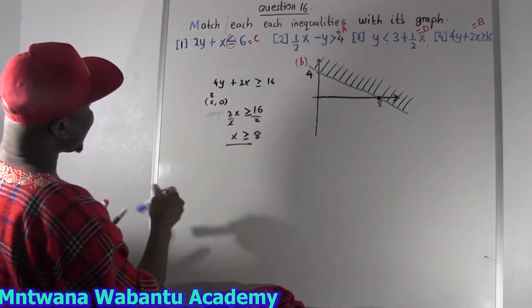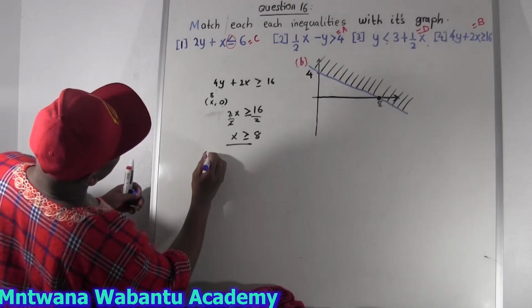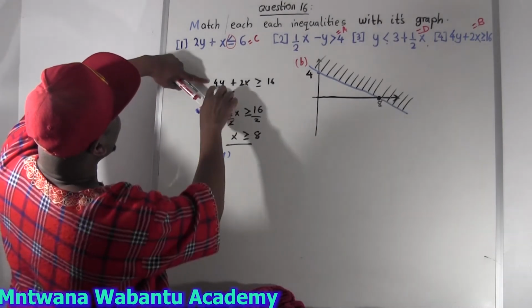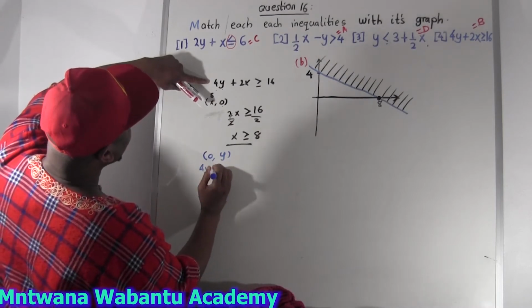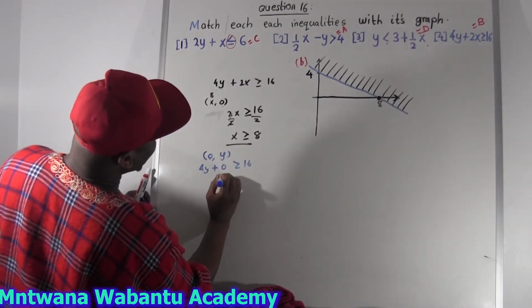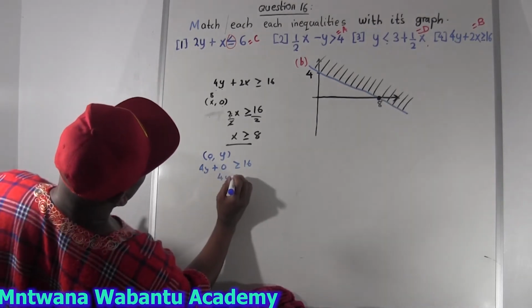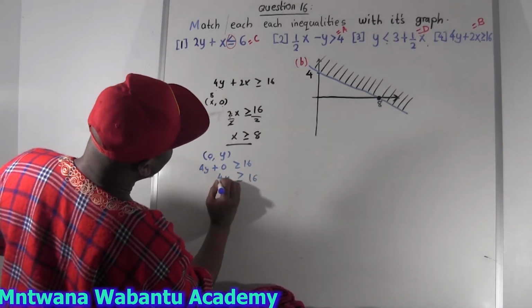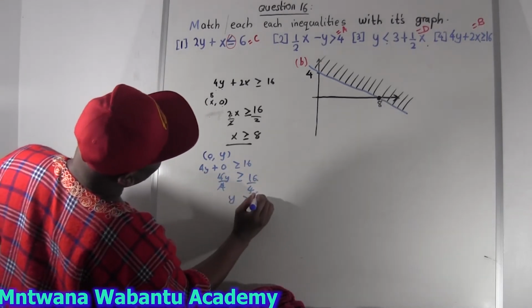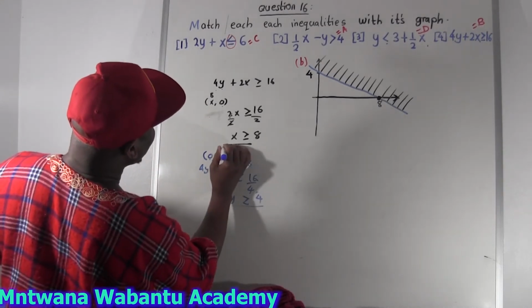Now we do the y intercept. When finding the y intercept, x equals 0. So this is 4y plus 2 times 0, which is 0, greater than or equal to 16. So 4y plus 0 is just 4y, greater than or equal to 16. Divided by 4, y is greater than or equal to 16 divided by 4, which equals 4. So the y intercept is 4.